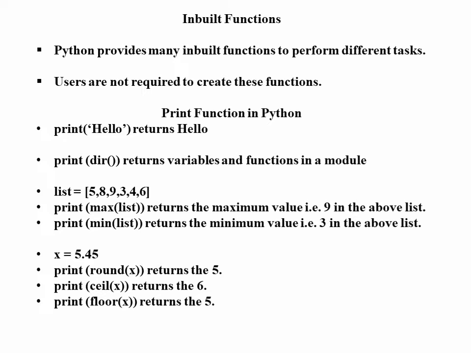Suppose the value of x is 5.45, and if you use the function round, round x inside print will return 5. So it is rounding your value to 5. Similarly, you can use ceil. Ceil means ceiling. So the ceiling of x is 6 and the floor of x is 5. Ceiling and floor you might have done previously.